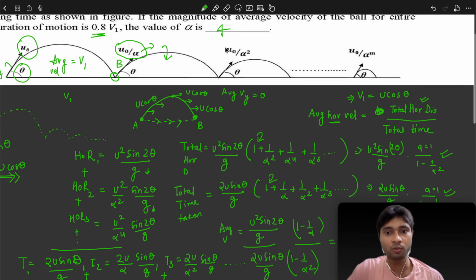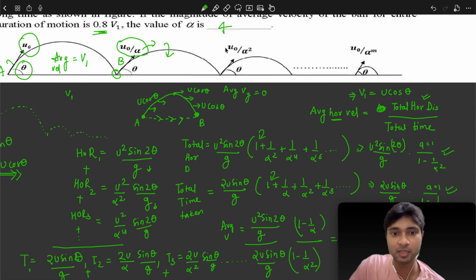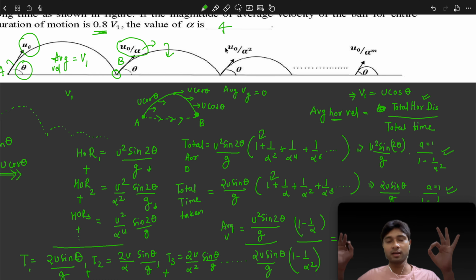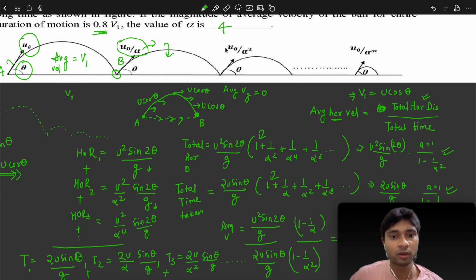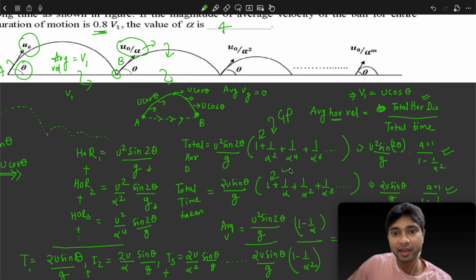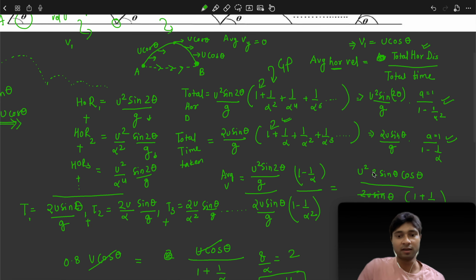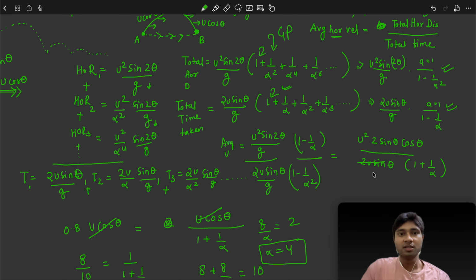I hope everyone has understood it. I tried to explain it in as much detail as possible. If I summarize it, we have done a simple thing. We tried to calculate the total horizontal distance this projectile has traveled, and we then divided it by the total time taken. For each individual projectile we calculated the horizontal distance, and then we summed it up. This turns out to be a geometric progression. Again, same thing for total time taken, and then we solved it and we got the answer. Thank you. See you guys in the next video.